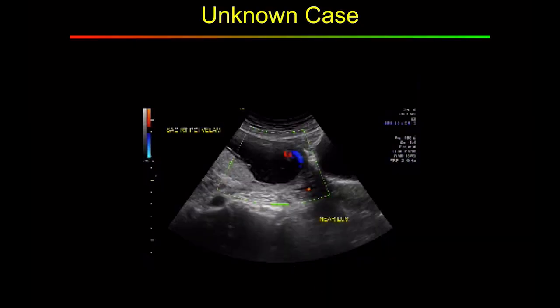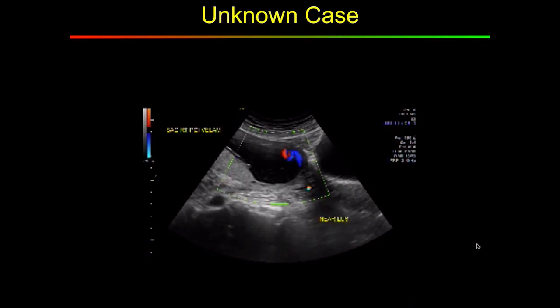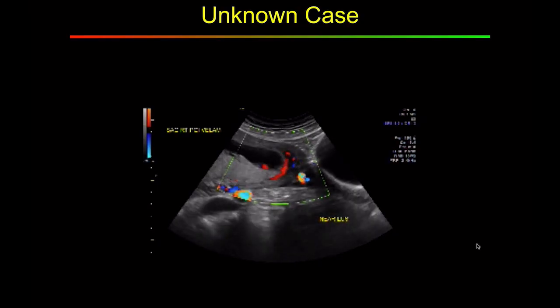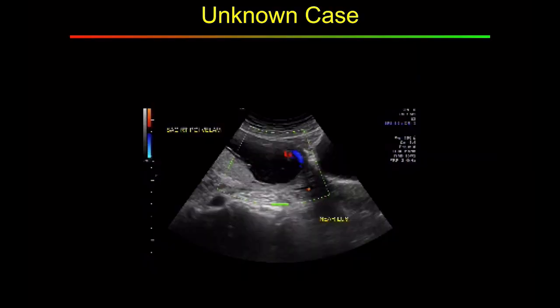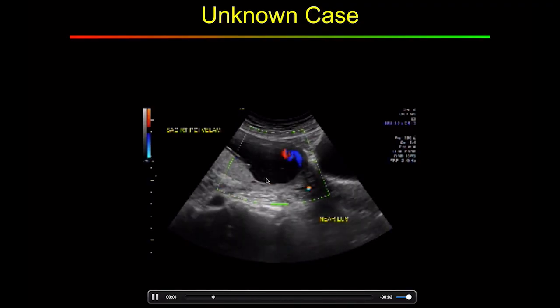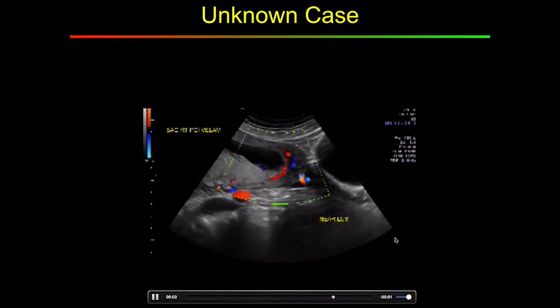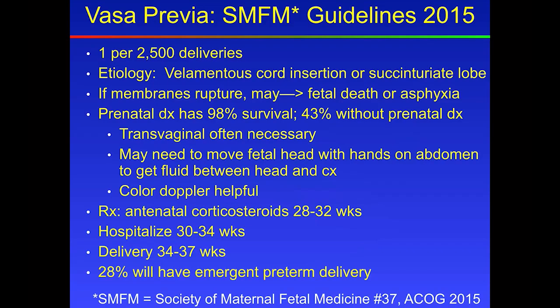Okay, here's another unknown case for you to just take a break and look at. So do you think this is placenta accreta? Do you think it's vasa previa, marginal cord insertion, or filamentous cord insertion? And the answer is vasa previa. So this is a filamentous cord that goes in and tracks over the cervix and goes back to the placenta. This is a vasa previa from a filamentous cord.